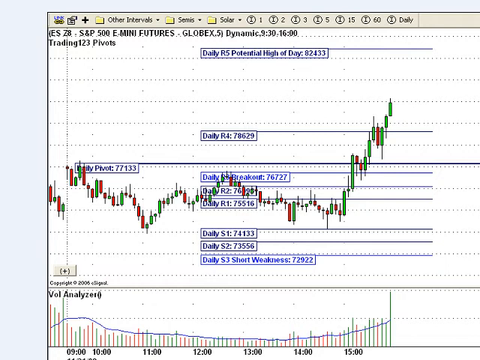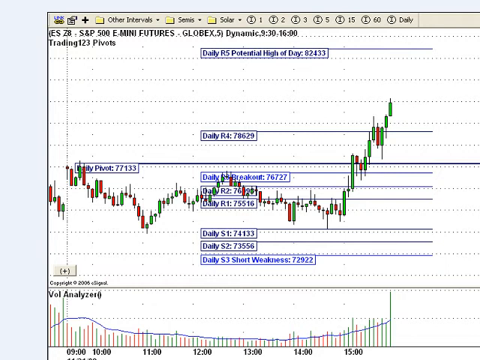So basically you have the daily pivot, which institutional and hedge funds use to go long above and short below it. And then you have 5 levels of resistance, R1 through R5, with R3 being the daily breakout area and R5 the potential high of the day. And on the downside you have S1 through S5, with S3 being the area to short and the S5 being the potential low of the day.